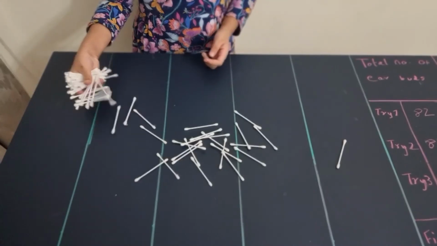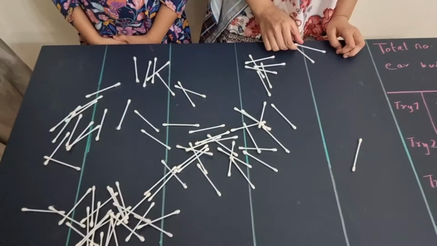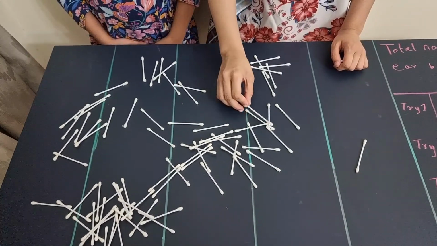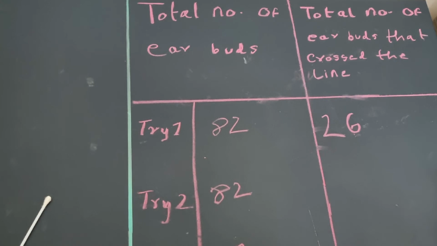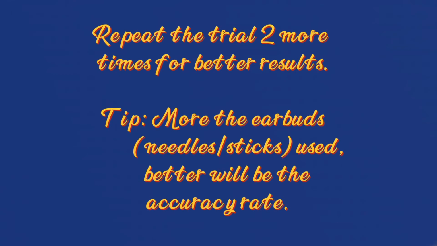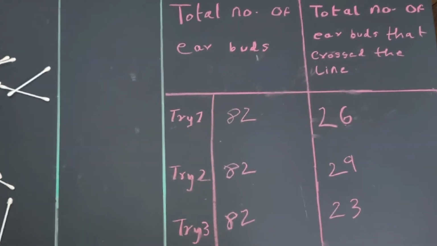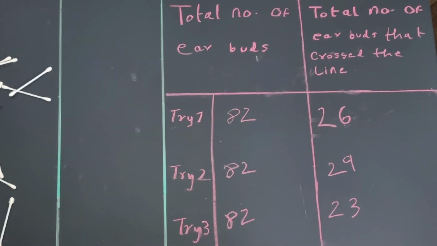Now we need to drop the earbuds randomly. Now let's separate the ones crossing the line. This is the result of our first try. This is the result of all our 3 trials.